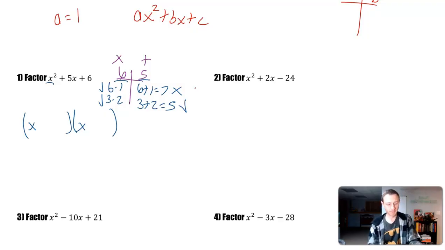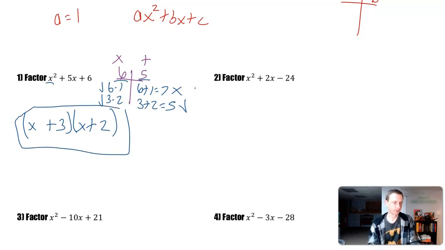Since we got our pair, and they're both positive, it's going to be x plus 3 and x plus 2. And the order doesn't matter. You could do x plus 2, x plus 3 in the first parentheses and the second parentheses. It doesn't matter. But we just want x plus 3 times x plus 2 is what we want there.